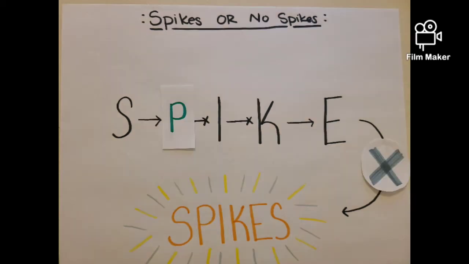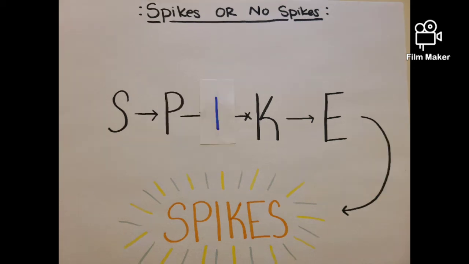If there's a mutation with P, the network will not produce spike cells because P will not repress I, and I will then be able to repress K, which is needed to activate the spike gene. A mutation with I will produce spikes because I will not be able to repress K.